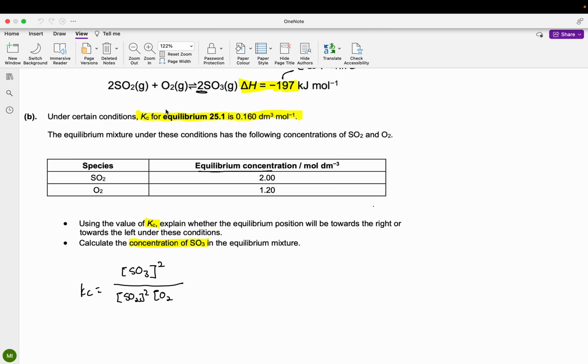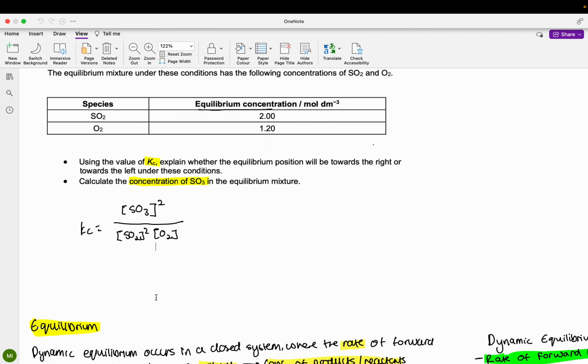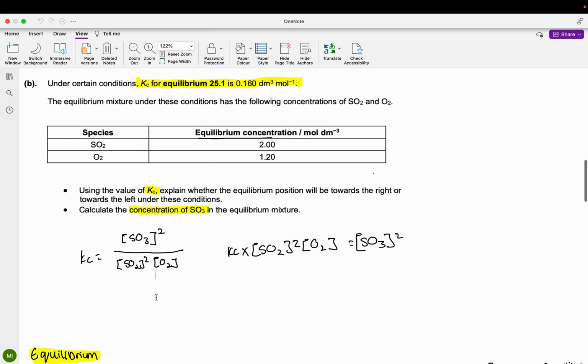Okay, once we have this, all we're going to do is plug in our numbers. Now, we already know Kc, and we already know the equilibrium concentration of SO2 and O2. We're asked to work out SO3. So here we're actually going to rearrange the equation instead. So we're going to do Kc multiplied by SO2 squared multiplied by O2, and that should equal SO3 squared. Hopefully this makes sense. Again, if not, just leave a comment down and I'll explain it all there.